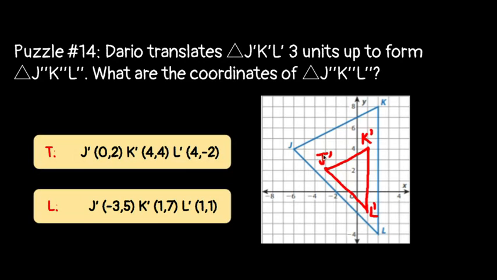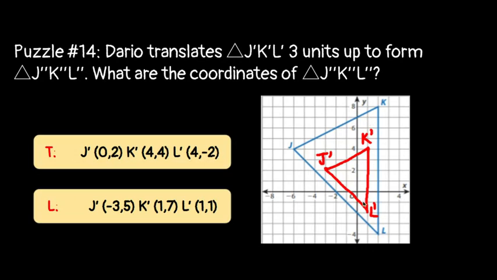So if J prime is located at -3, 2, that means that our y value of 2 is moving up by 3. So that 2 plus 3 is equal to 5. So our J double prime is going to be located at -3, 5. We do the same for K prime. So our K prime is located at 1, 4. So we need to add 3 to our 4 because that's our y value. So now our K prime is located at 1, 7.